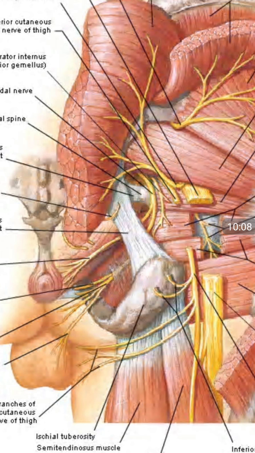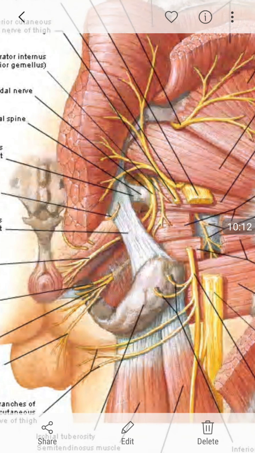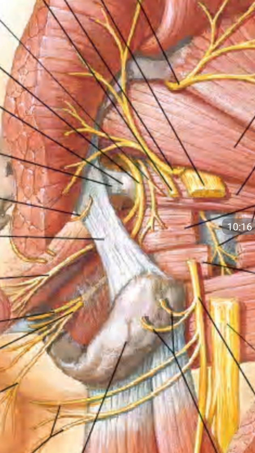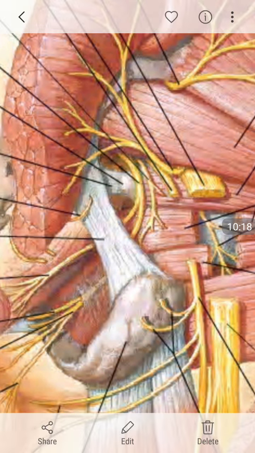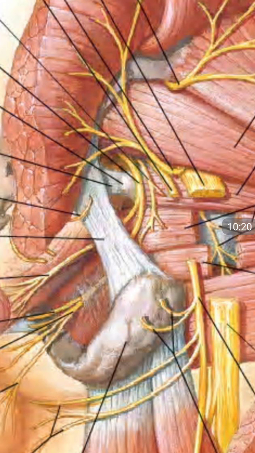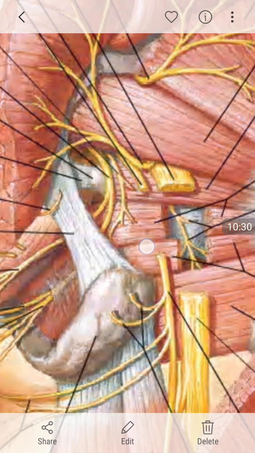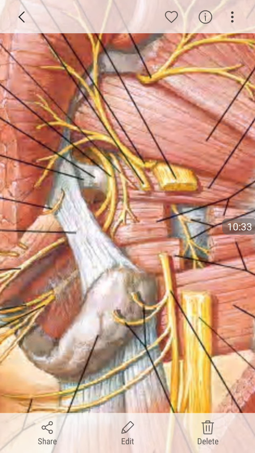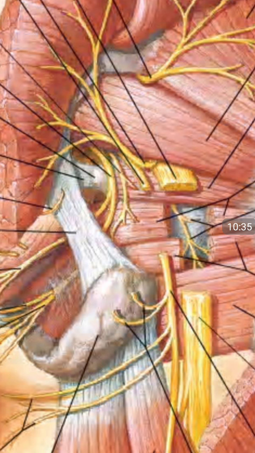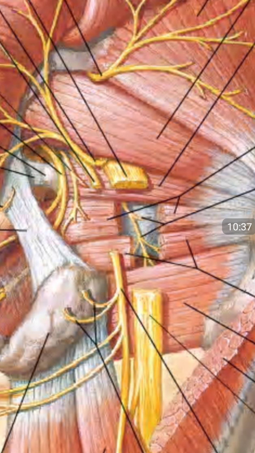And then here we have the nerve to obturator internus. It is supplying the superior gemellus. Here you can see this muscle is superior gemellus. It is being supplied by the nerve to the obturator internus. Then it is supplying the obturator internus itself, after which it is named. So this nerve to obturator internus supplies two muscles, superior gemellus and obturator internus.